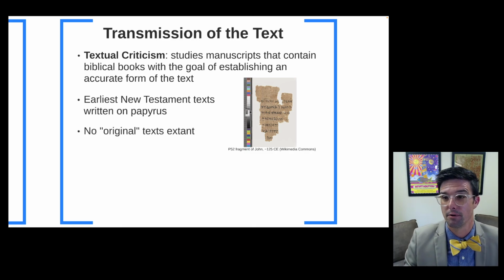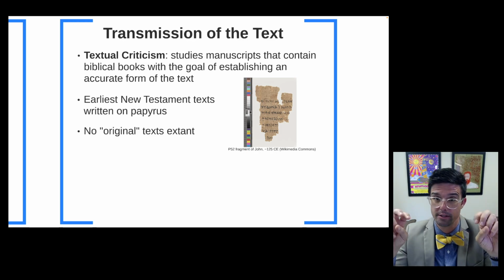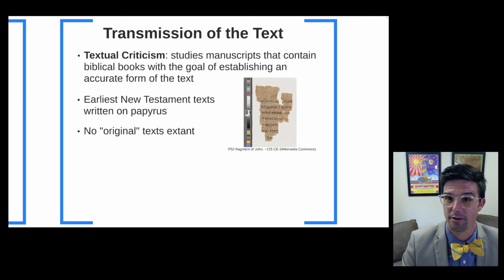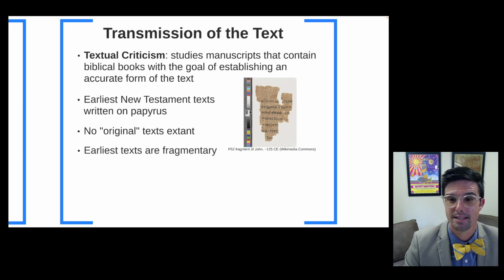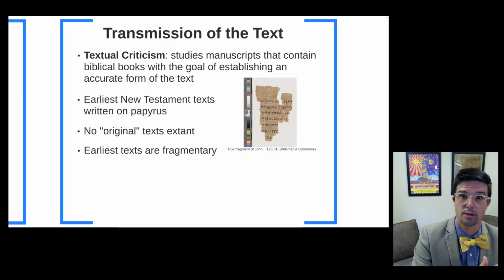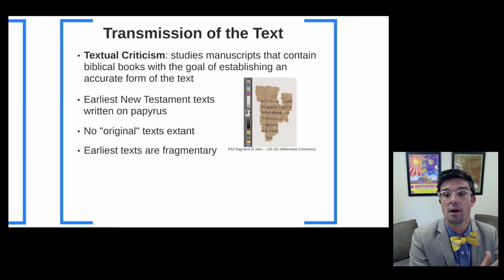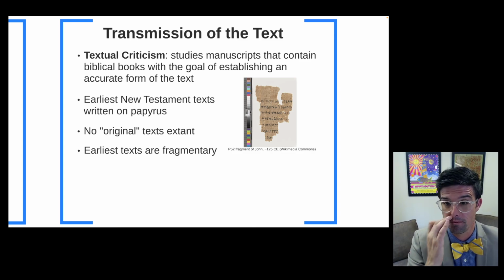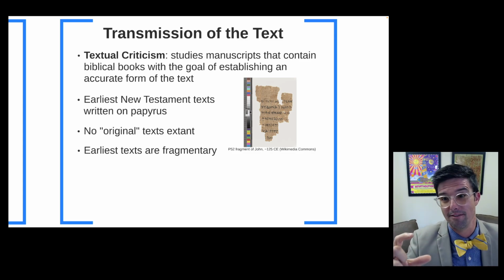Another basic principle that's important to keep in mind is that with respect to the New Testament and the Old Testament, we don't have any of the original texts. That is to say, we don't have any of the texts that were written by the pens of their authors. Everything that we have is copies, and the earlier we move to the point of creation, the more texts are fragmentary. So you can see here with P52, this is all we have of P52.